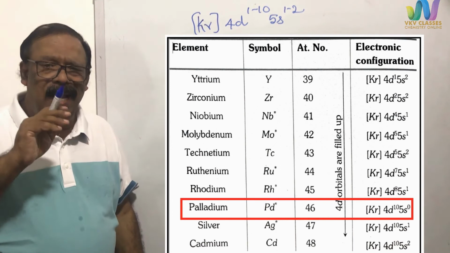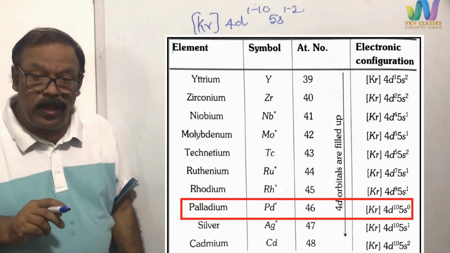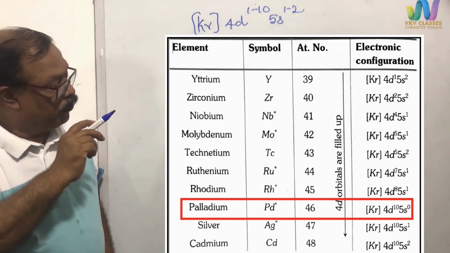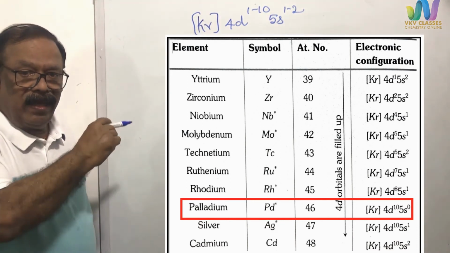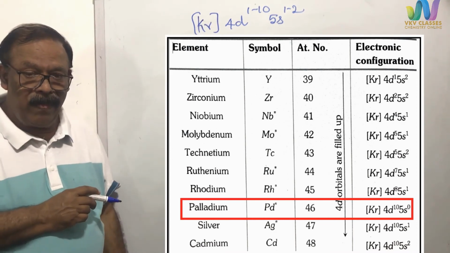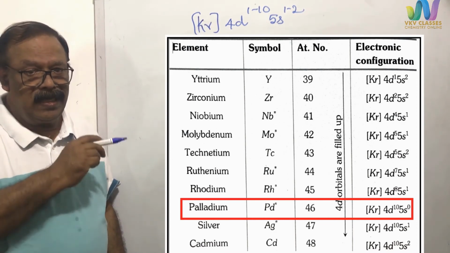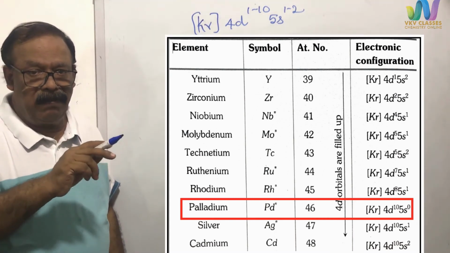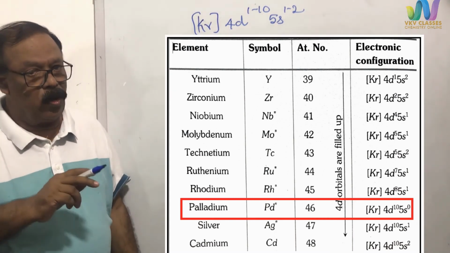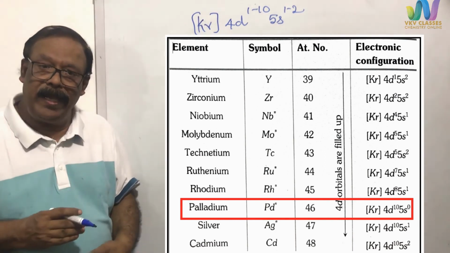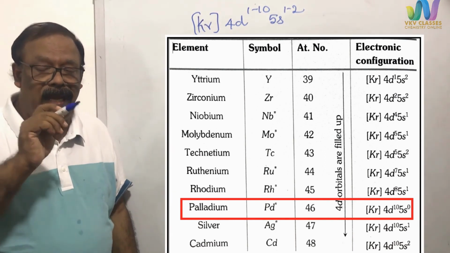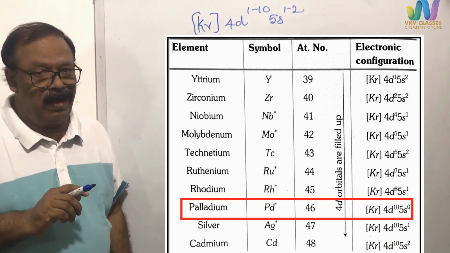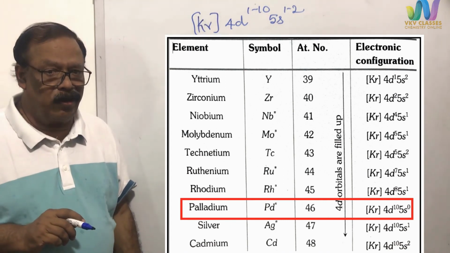And palladium is the only element with 18 electrons in the outermost shell. 10 electrons of the 4d, then inside that you have the other orbitals, that is s orbital having 2, p orbital 6, plus the 4d orbital 10. Totally the outermost shell of palladium has 18 electrons. This is the only element in the periodic table having 18 electrons in the outermost shell.